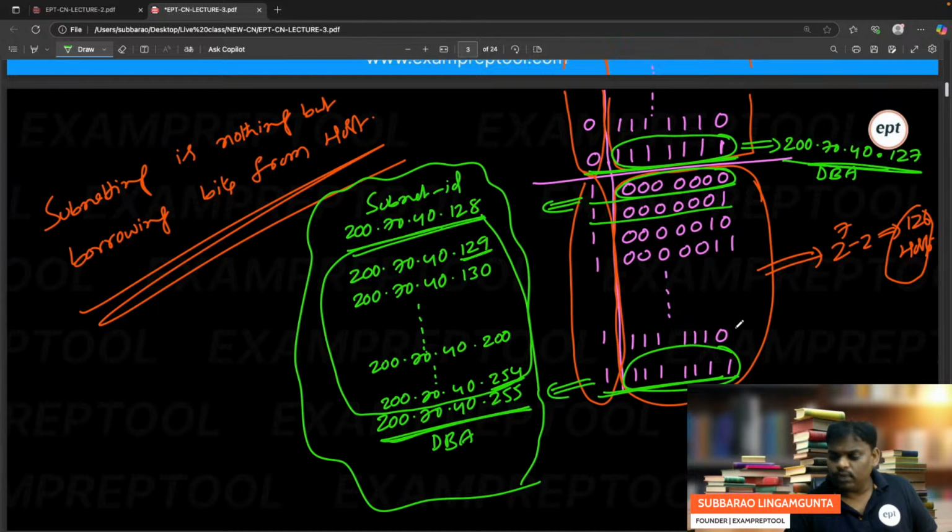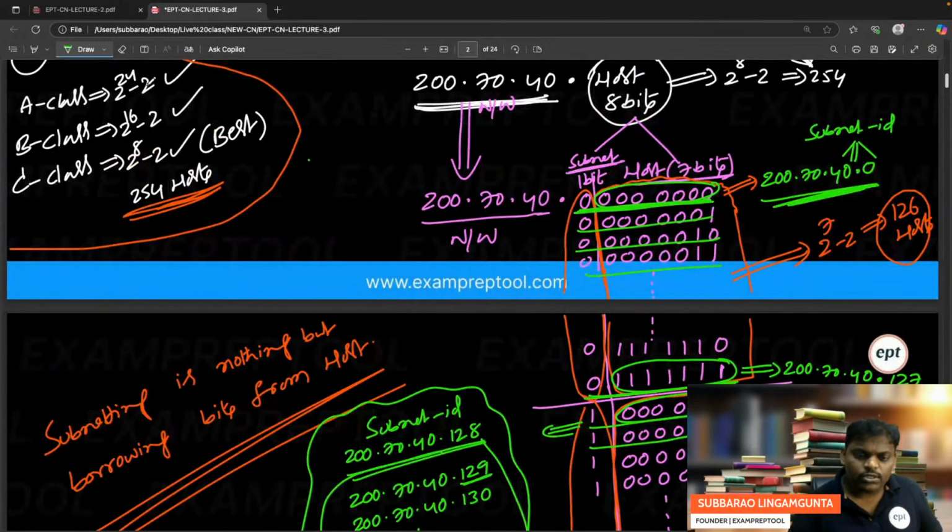That is the story. Above subnet, if you see, let me write. Above subnet, if you see, I am writing. So this is.